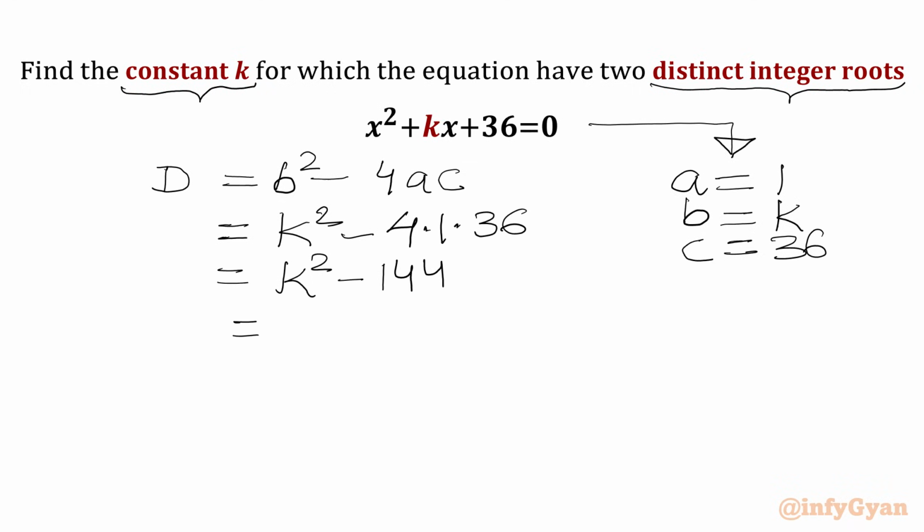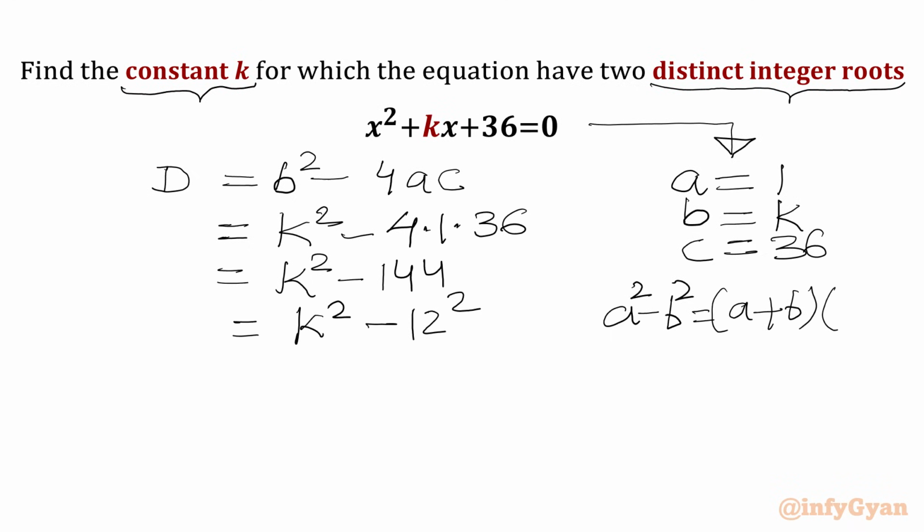Now 144 is 12 square. So we can write k square minus 12 square. Now we know the algebraic identity a square minus b square equals a plus b times a minus b. Let's apply it. We will get k plus 12 times k minus 12.